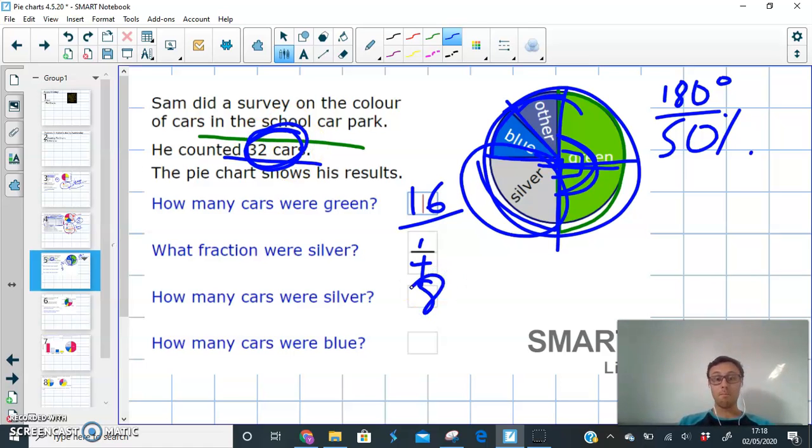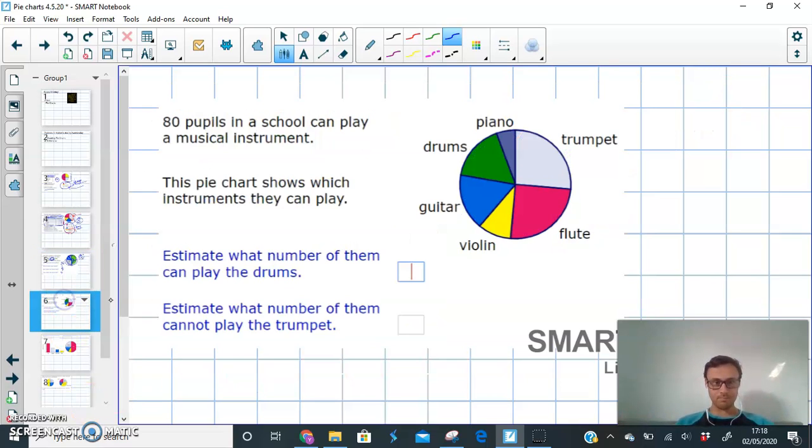How many cars were blue? Sorry, that's wrong. That is right. How many cars were blue? Well, again, it looks like roughly about an eighth. So an eighth, that would be 4, okay, of the total. Again, quite easy, makes sense.